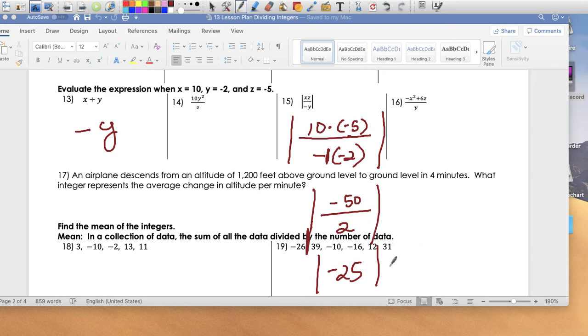And what's the absolute value of negative 25? How far away is negative 25 from 0? It's 25 units away. So the answer is 25.